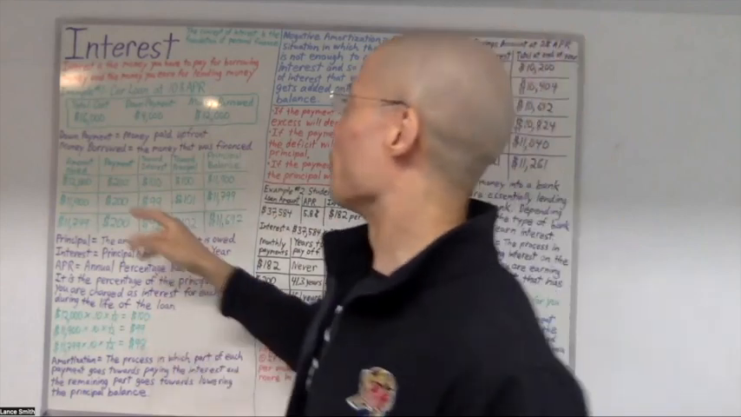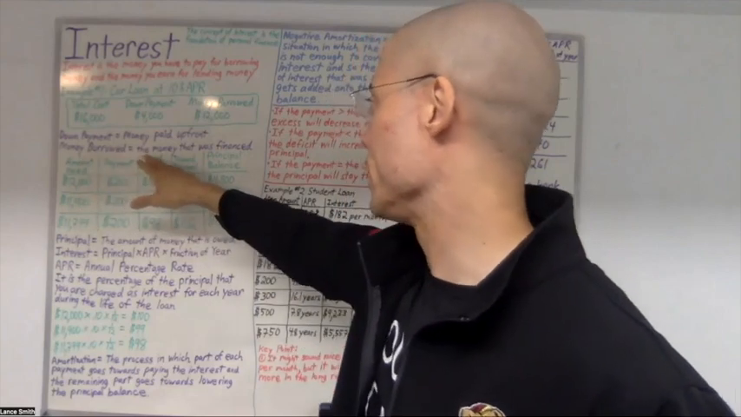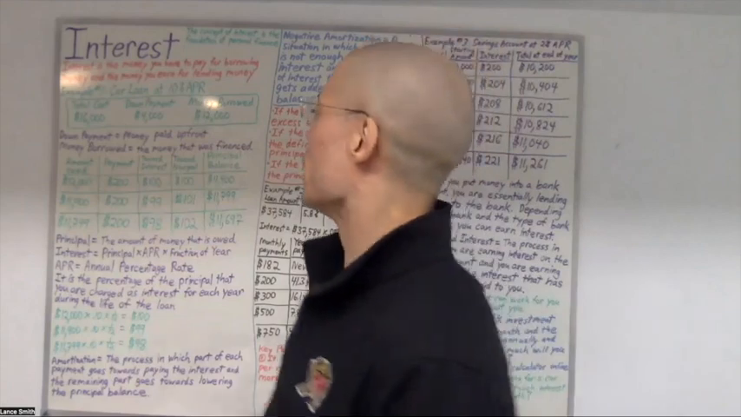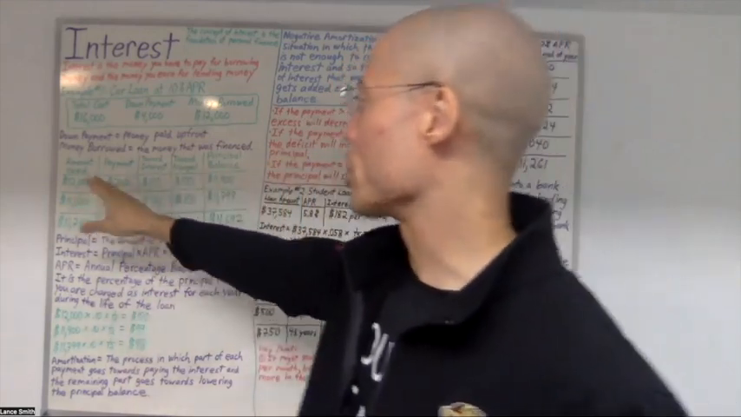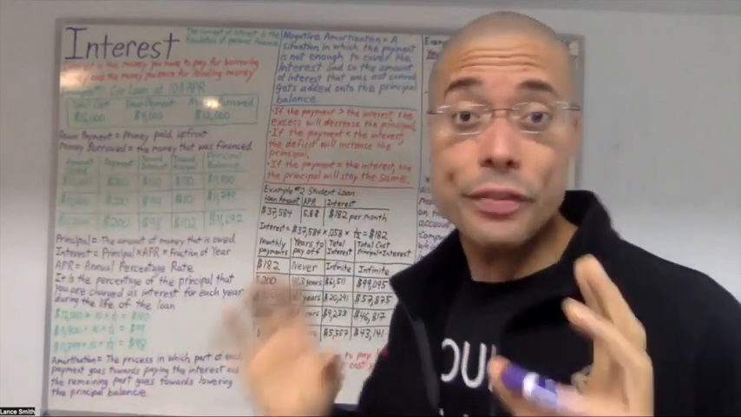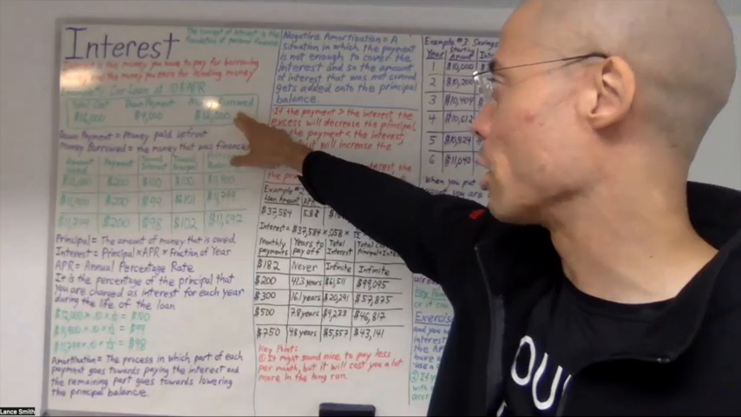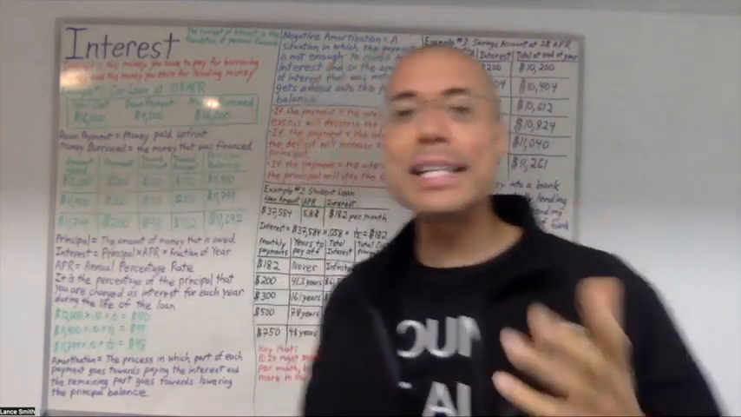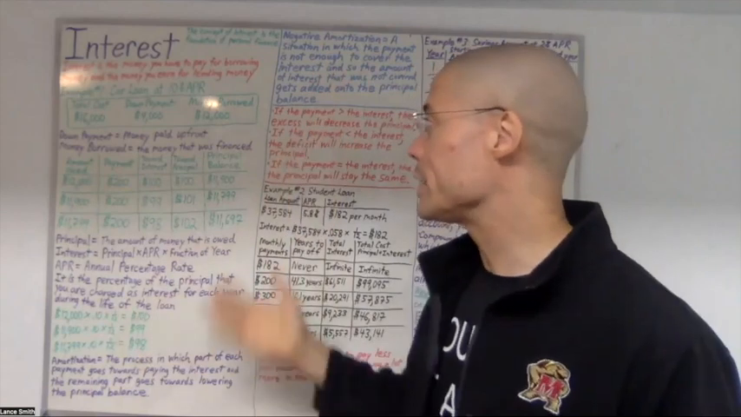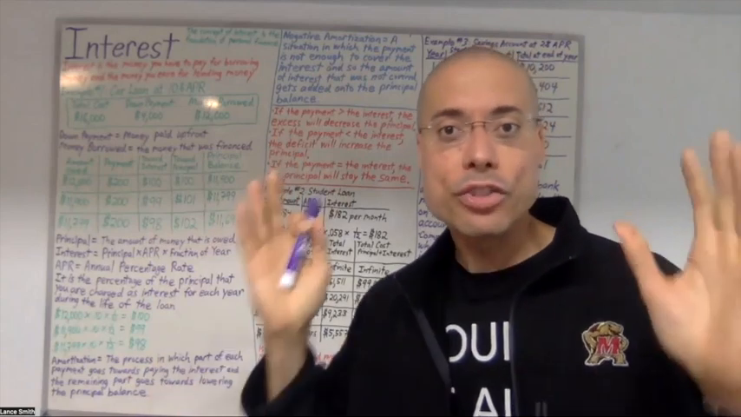Okay, so let's look at this. As I said, money borrowed means the money that was financed. So let's look at this chart. We start at the beginning. We owe $12,000. $12,000 is the loan, because $12,000 is the amount that's borrowed. Now, let's say that they are paying $200 a month. Let's say their monthly payment is $200.